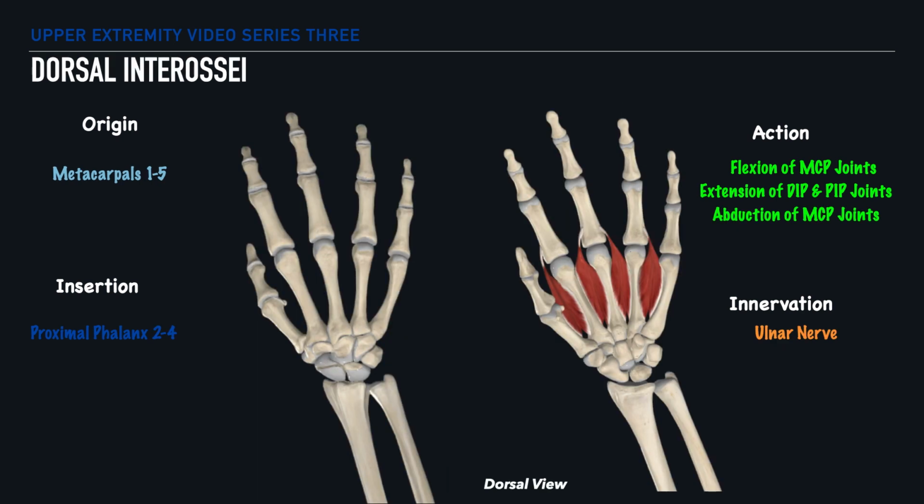And last but certainly not least, we have the Dorsal Interossei muscles. These muscles are on, as the name suggests, the dorsal aspect of the hand, and they originate from metacarpals 1 through 5 and insert on the proximal phalanx of digits 2, 3, and 4. Collectively, the Dorsal Interossei allow us the ability to perform flexion and abduction of the metacarpal phalangeal joints and extension of the distal and proximal interphalangeal joints. And this muscle is innervated by the ulnar nerve.